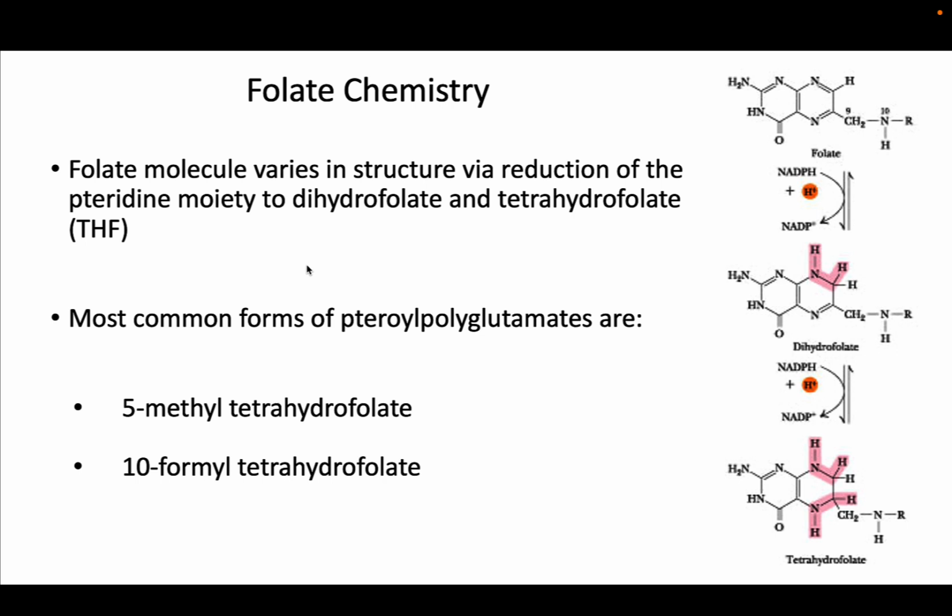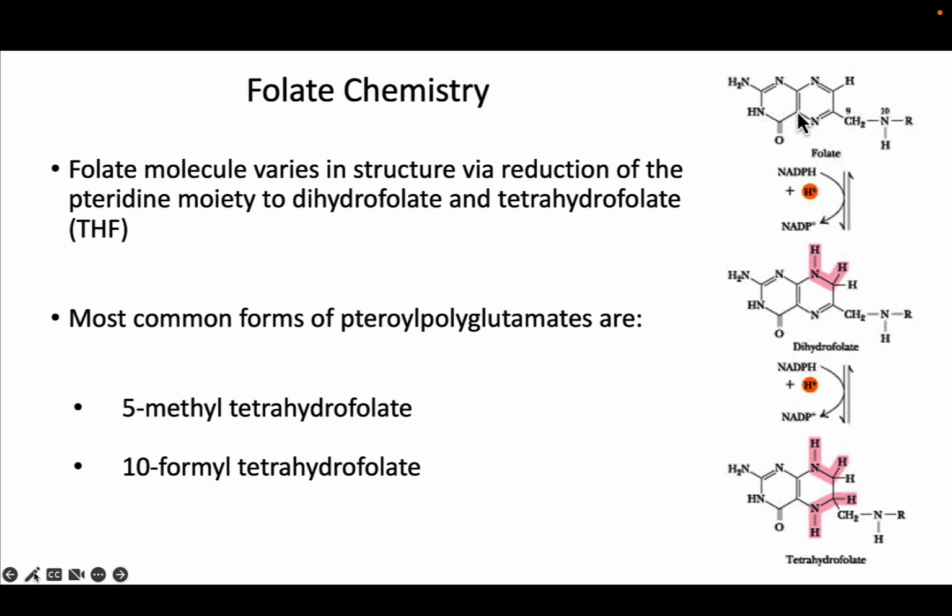Because of the way the ring structure of the pteridine is organized, we can interchange different components and change how many hydrogens or methyl groups are connected to the molecule. And this can change the structure and activity of the folate for different pathways in the body. These changes result from oxidation and reduction. So again, remember that folic acid is already in the oxidized form, and then we can further reduce things down to create dihydrofolate and tetrahydrofolate.